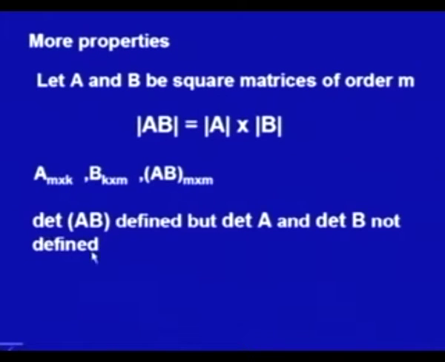So, in this case determinant AB is defined, but determinant A and determinant B are not defined. So, this property is invalid. Now, to prove this, actually the proof of this property is really very complex.